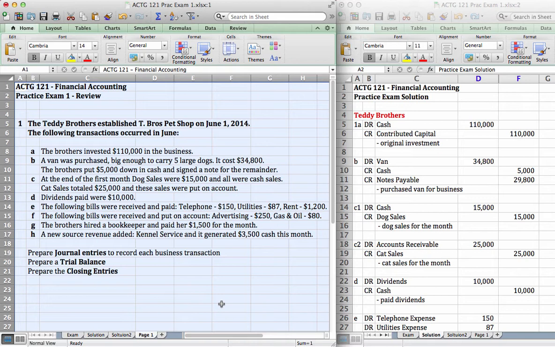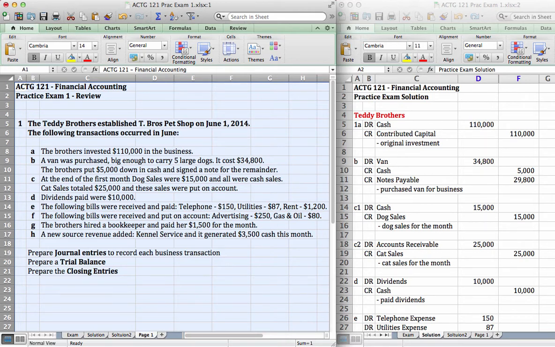So it's a good idea to use more detail than less detail. Just adding a revenue account, that's not detail enough. So try to be a little more detailed when you're choosing accounts.